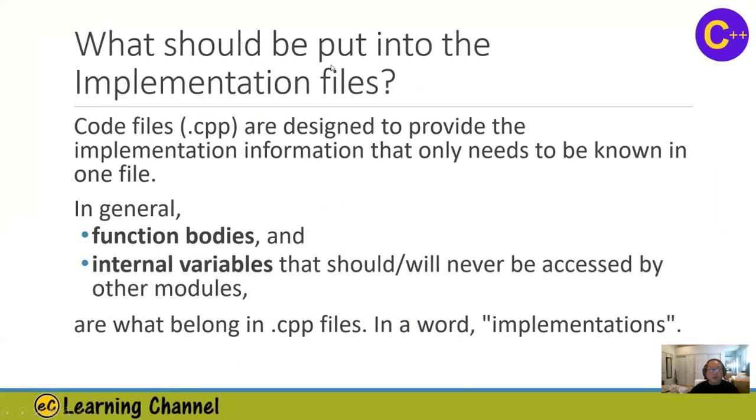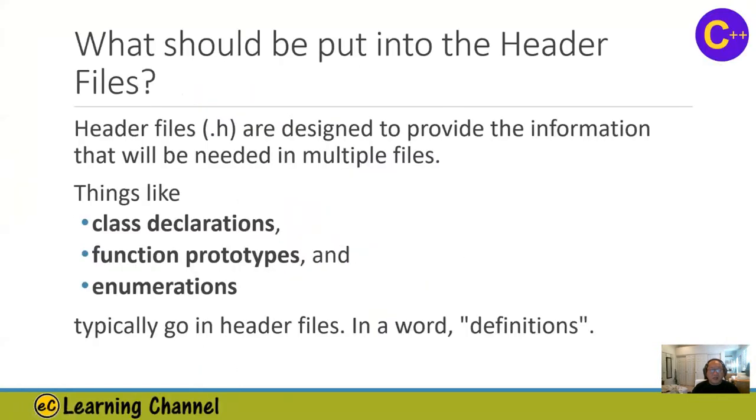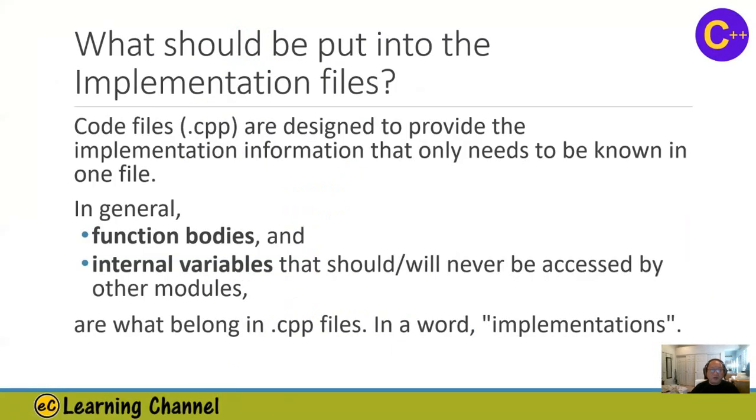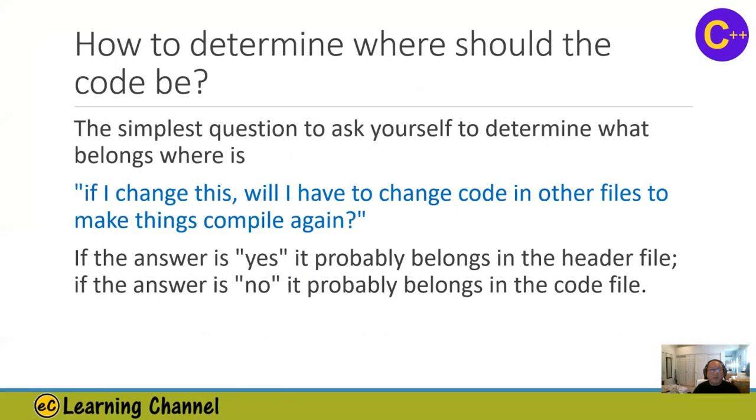And here, what should be put into the implementation file? In the implementation file, we usually put the function body, internal variables, okay? So that's put in there. To make things clear, the header usually has something that you want to share with other people, and the implementation file is where you put things in detail and larger implementations like functions. Okay, so how to determine where I should put the code? The simple question is, if I change this, where do I have to change code in other files to make things compile again?